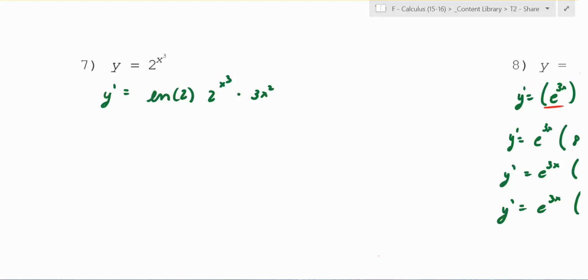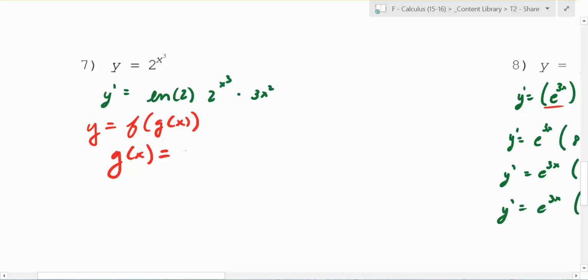Which function are you plugging in? So if y was equal to f of g of x, g of x is the inner function. What's g of x going to be? I'm giving you a hint. x to the... Yes. If that's that, what's f going to be? 2 to the... Exactly, right.